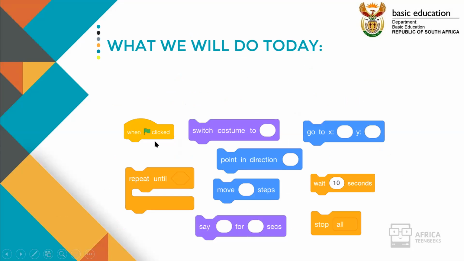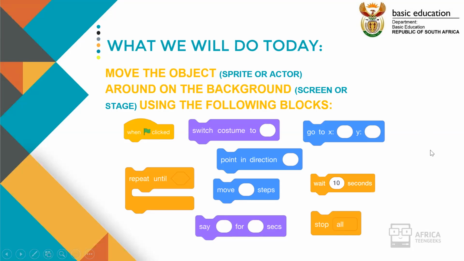All right, today we'll use the following blocks. Of course, we're going to move an object around on the background. I'll use the word object because it's either an object, a sprite, or an actor. There are 3 words for the same thing. If I say sprite, we're talking about the animals, and I might just call them animals. That's what we're going to be dealing with, the little animals on the screen or on the stage. So we move the object around in the background.